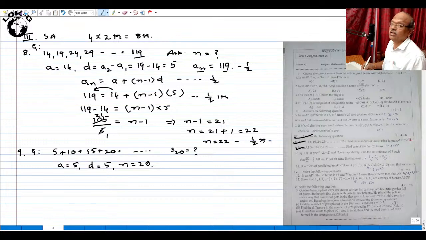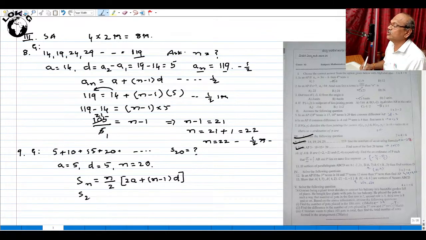You are asked to get S20. You can use the formula of Sn. Which formula, first formula or second formula? As the last term is not given, you can use the first formula: n by 2 into bracket 2a plus (n minus 1) into d. The first important step is to use the correct formula to solve the problems.